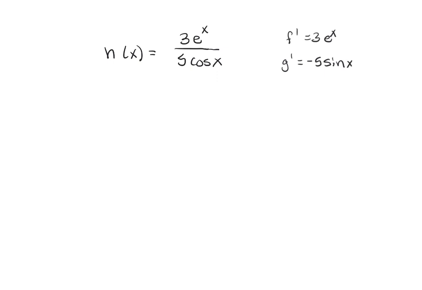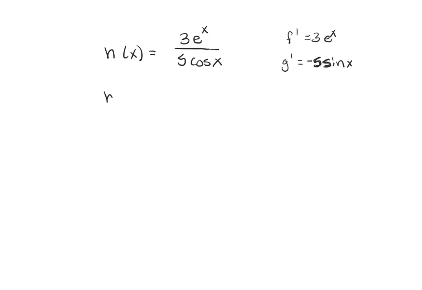All right, let's do another example. h of x equals 3e to the x over 5 cosine x. So off to the side, I'm going to look at the derivative of f. That's an easy one. It's just 3e to the x. The derivative of g would be negative 5 sine x. My 5's and s's look the same, kind of, but okay.